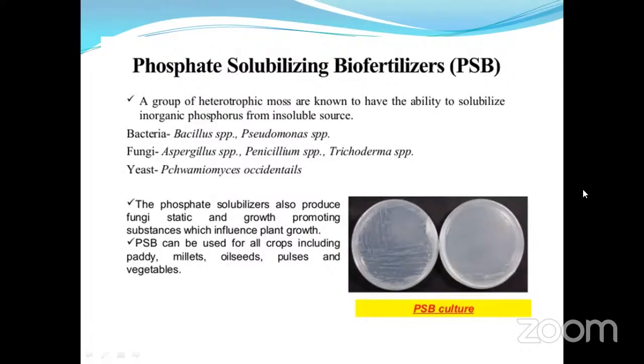In this group of bacteria, different Bacillus and Pseudomonas bacteria are there, and some fungi like Aspergillus, Penicillium, Trichoderma. Even some of the yeasts prevalent in soil can also solubilize the insoluble rock phosphate in the soil layers. The benefit of using this is that it solubilizes the insoluble phosphate, and our plants' growth and development is enhanced.